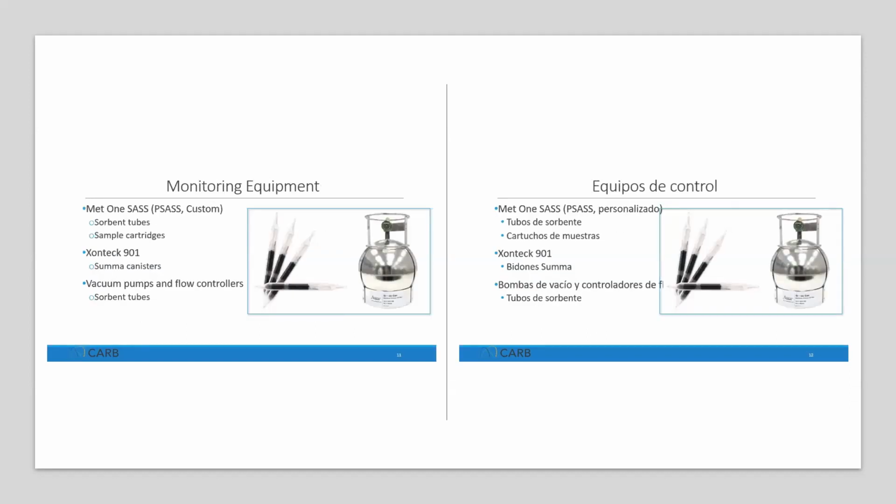So looking at some of the monitoring equipment, you can see pictures here. On the right side is a vacuum canister, and on the left is a sorbent tube. Depending on what we're looking for, we'll be using different kinds of media. The types of samplers we'll be using are the MET1 SAS. We ran a custom SAS that we called a pesticide SAS for the network site. A Dontech 901, which is a vacuum canister sampler. And in ECV, we're just using vacuum pumps and rotameters or flow controllers to control the flow.